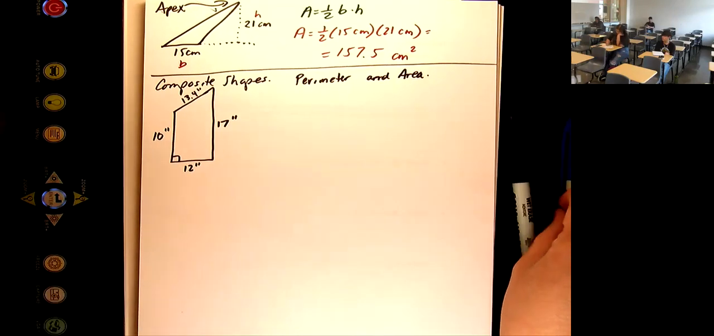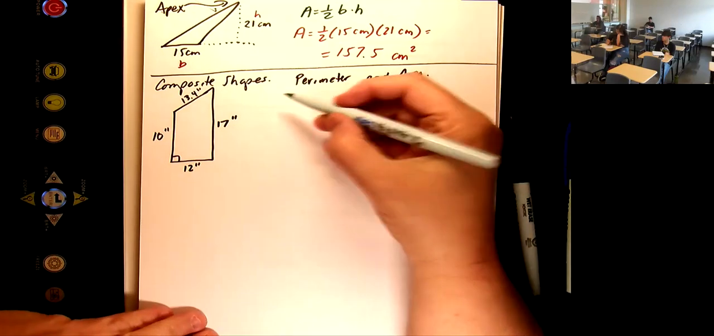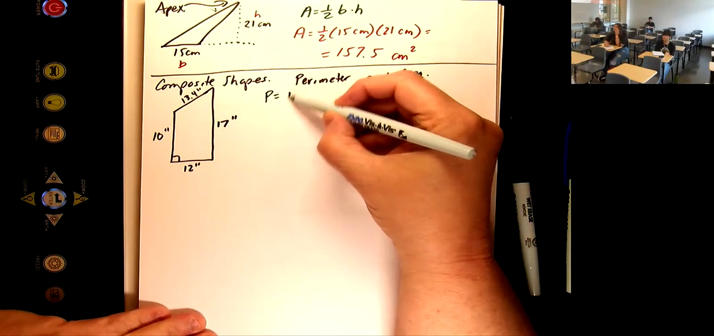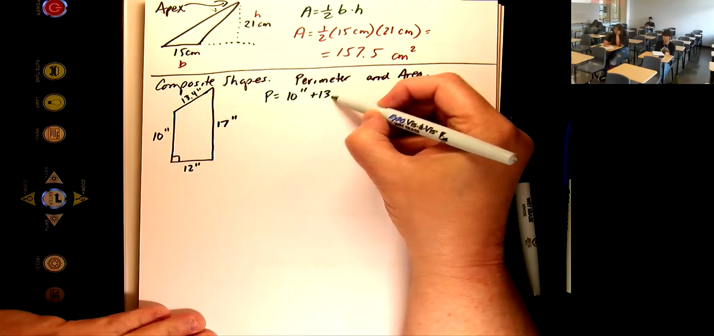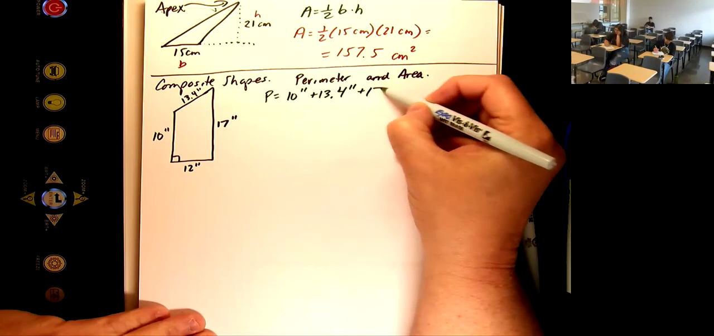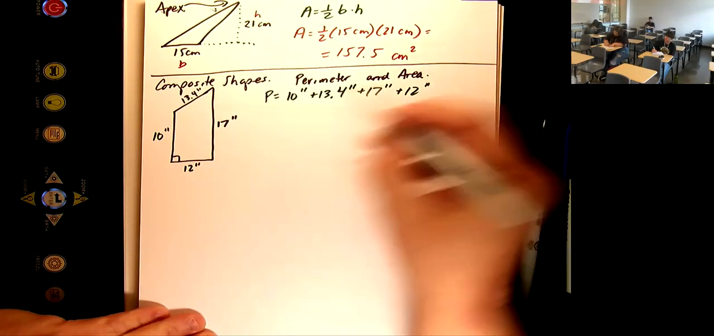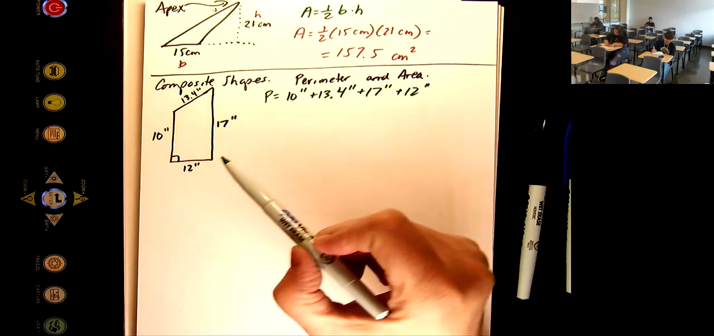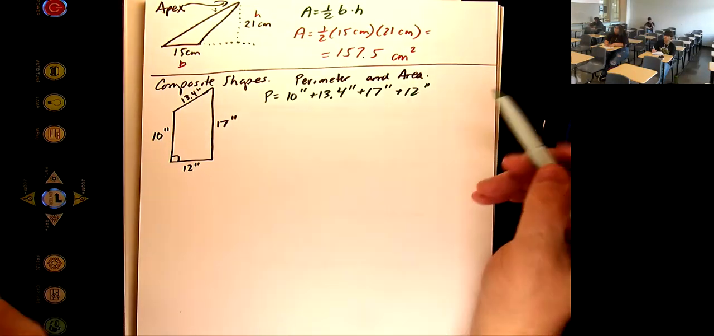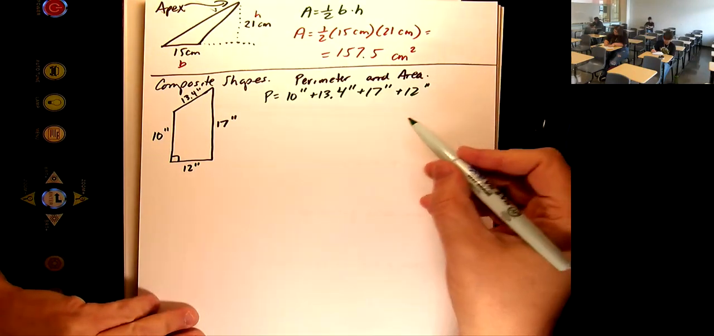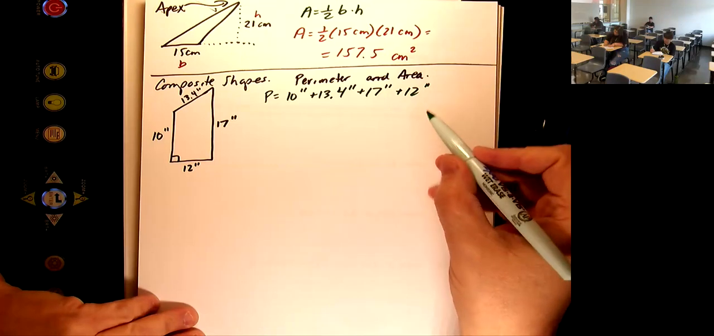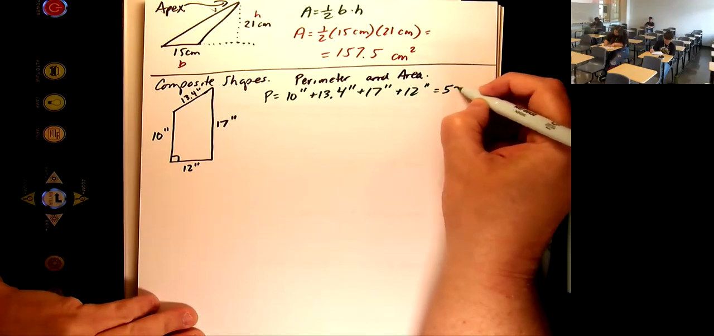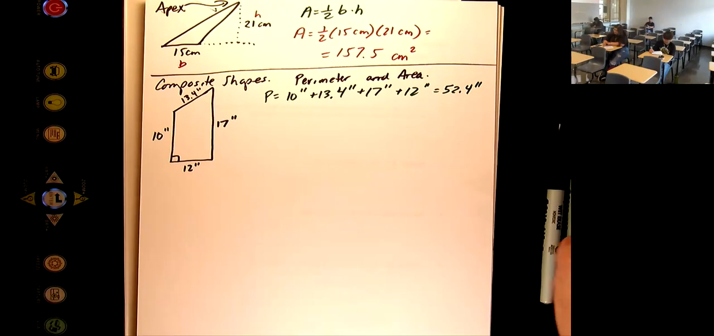Okay, so perimeter should be easy. Perimeter is just, again, add up the sides. I've got 10 inches plus 13.4 inches plus 17 inches plus 12 inches. If you notice when I do it, I just go around in a circle. That way I make sure I don't skip any sides. And I think that's 52.4 inches. Right? Okay.